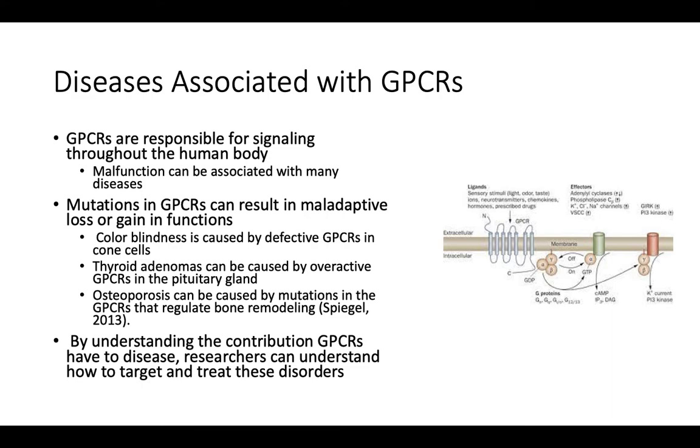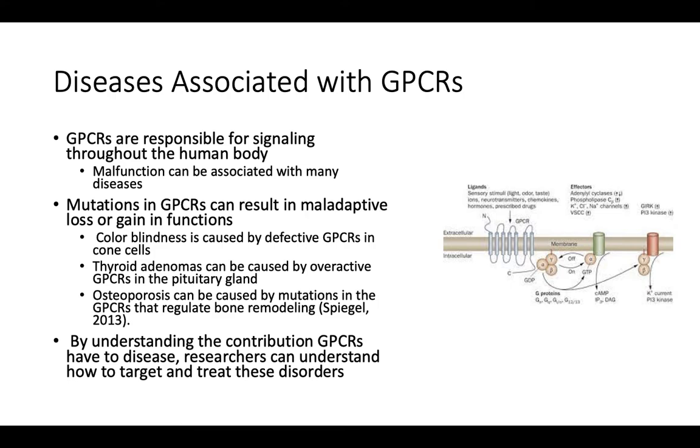This is an abnormal gain in function, and this can take place whenever there's a point mutation that creates a different kind of amino acid instead of just terminating it early like you'd see in a nonsense mutation. And you're going to see that in an overactive GPCR in the pituitary. So if you're seeing too much thyroid stimulating hormone, that can be associated with symptoms that you'd see in people with hyperthyroidism, so anxiety, irritability, increased metabolism, even hair loss.